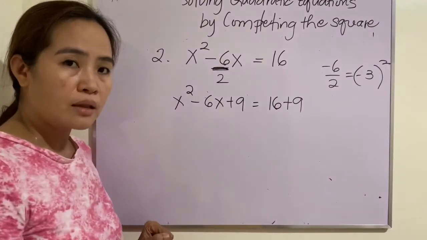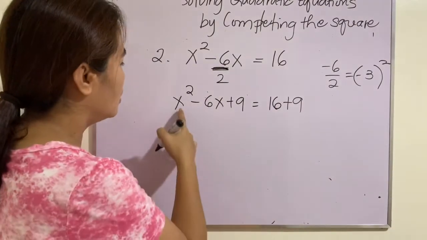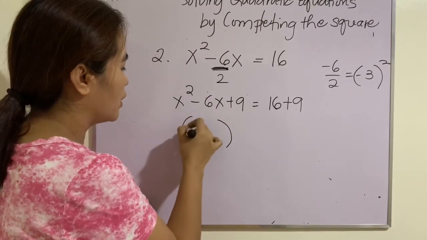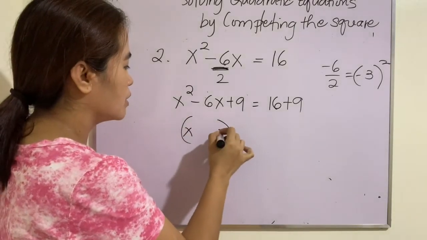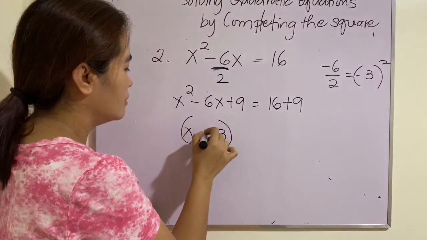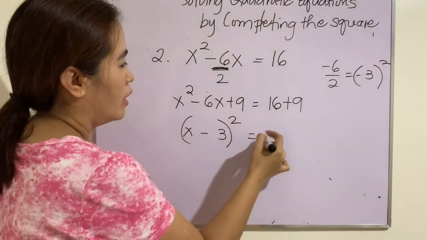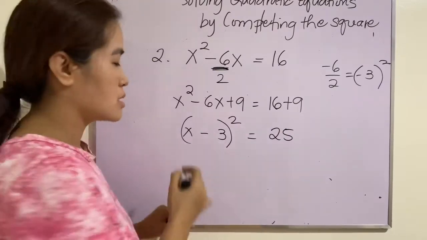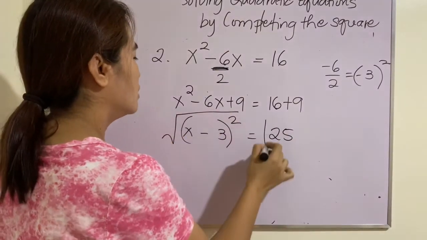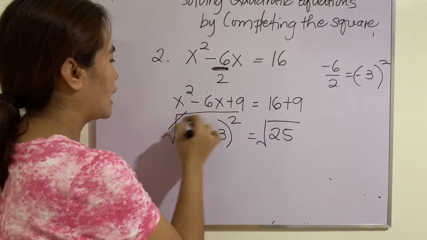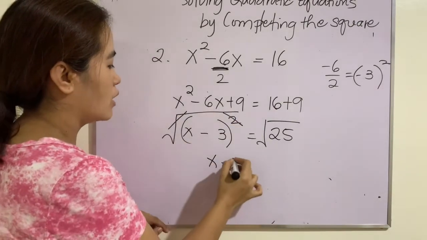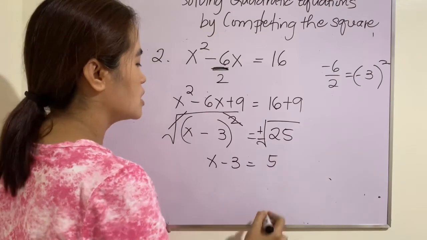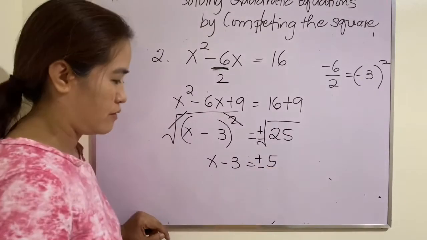Okay, that's it. And then after that, you make this a square of binomial. How? Get the square root, copy the middle sign, and then you put square. And then you add, that will be 25. Solve for x, you get the square root, so this will be cancelled. And then x minus 3 equals, there are two, always positive and negative 5.